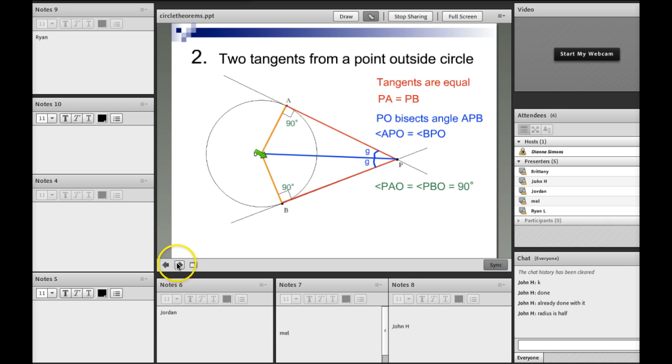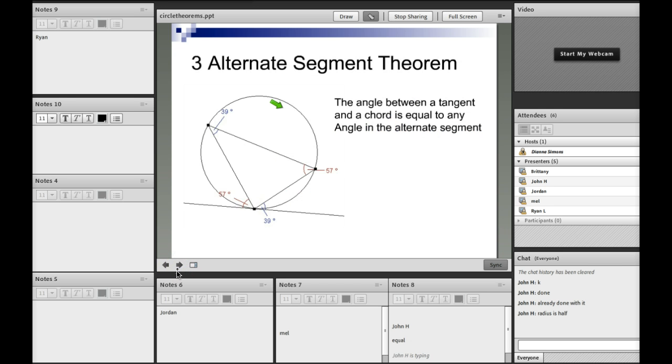And the outside angles are 90 degrees. This is a radius. So two triangles are congruent. What does congruent mean? Equal. They're the same, right? All right.